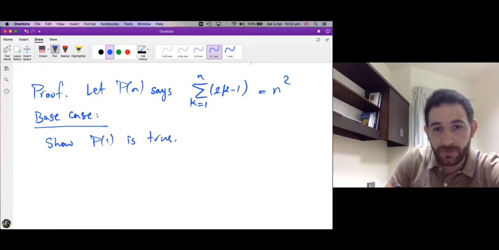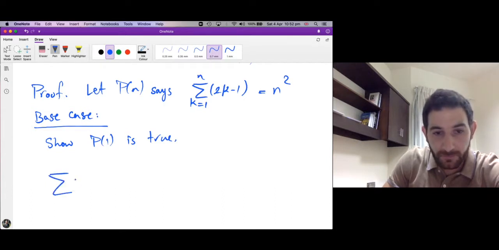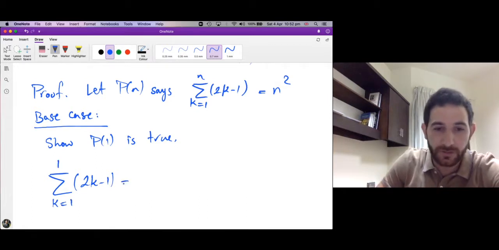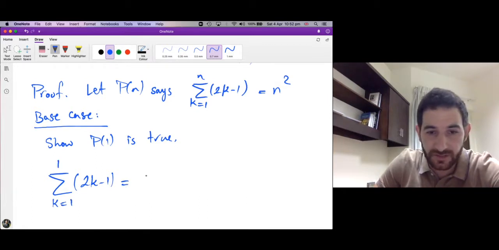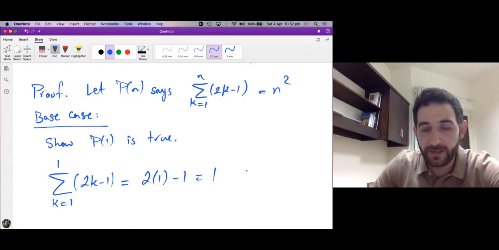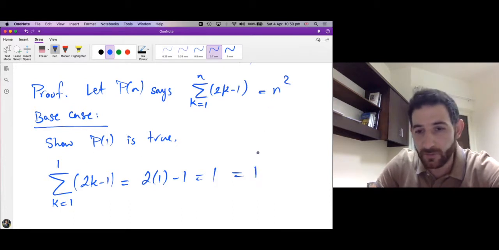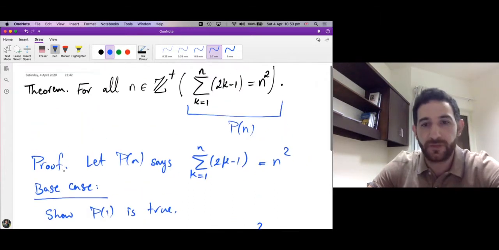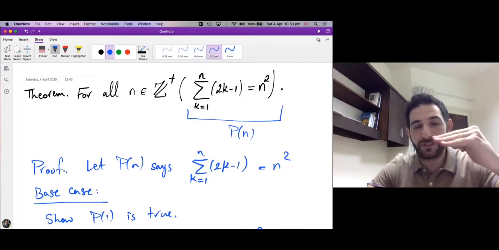But what is P of 1? This says sum all numbers of the form 2k minus 1, where k starts from 1 and stops at 1. So what is this number? This is just 2 times 1 minus 1, which is 1, and this is equal to n squared, where n is 1 here. So this is equal to 1 squared. So this shows that the base case is true. The property holds for the first positive integer.